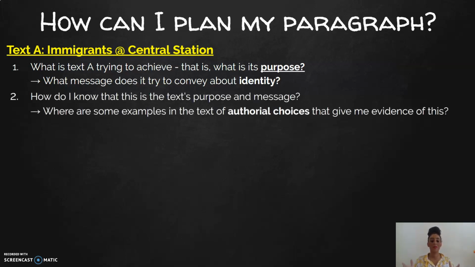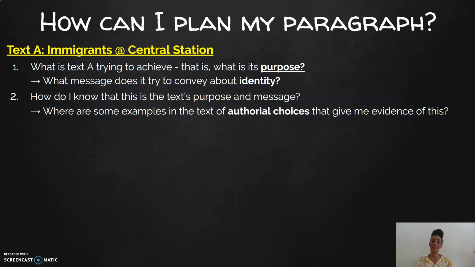I then need to ask myself, how do I know that this is the text's purpose and message? How do I know this? Like any good lawyer would in court, you then need to go through the text itself and find some examples of authorial choices that will give you evidence of that.